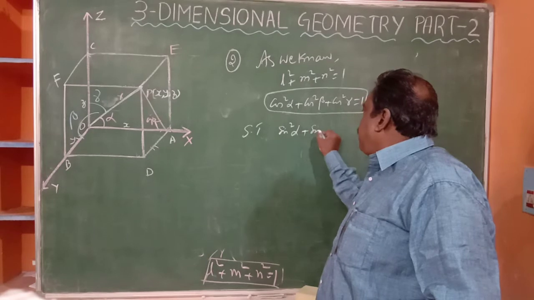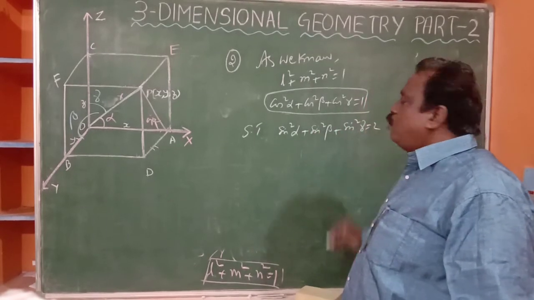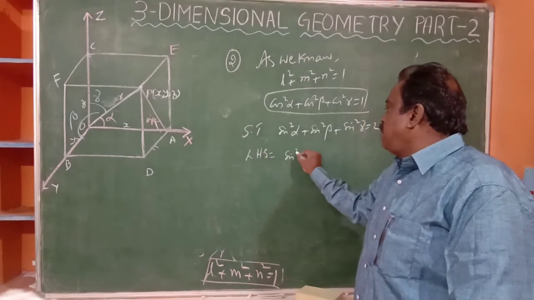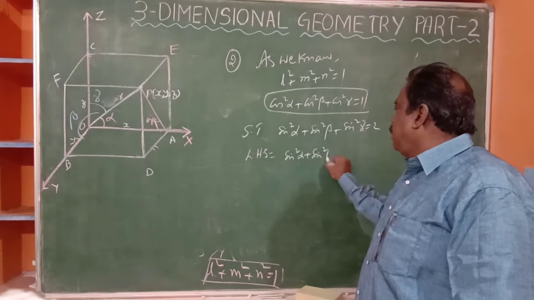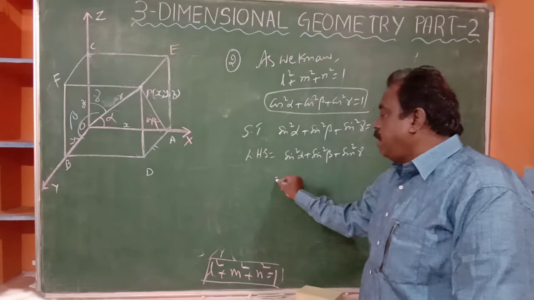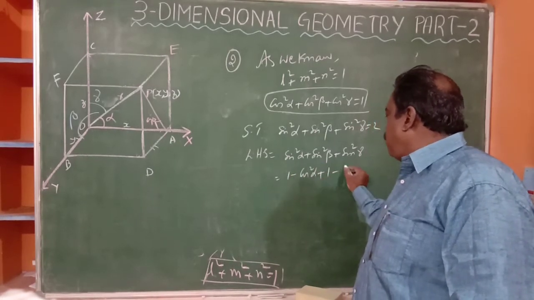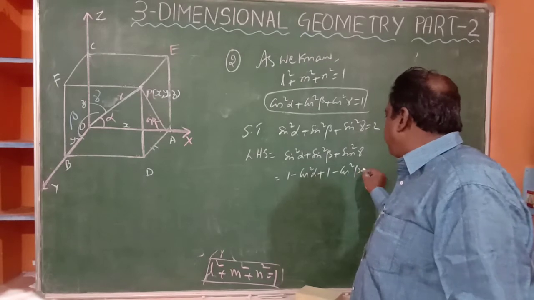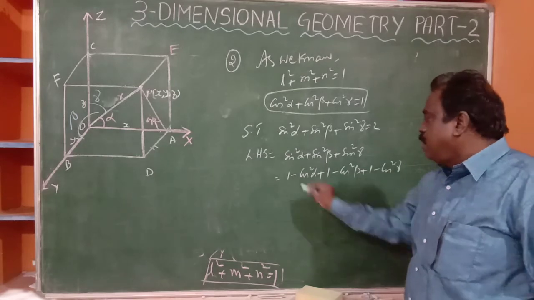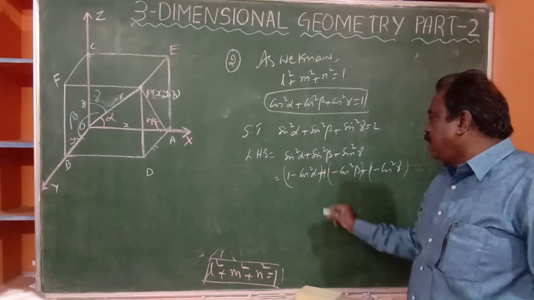sin square alpha plus sin square beta plus sin square gamma is equal to 2. Taking the LHS, what is sin square alpha plus sin square beta plus sin square gamma? It is 1 minus cos square alpha, 1 minus cos square beta, 1 minus cos square gamma. We write this from trigonometry.